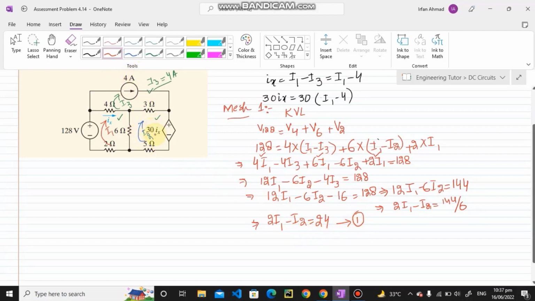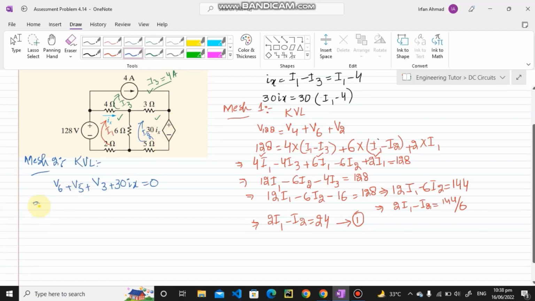Similarly, in order to consider mesh number 2, let me write all the equations of mesh 2 here. Again applying KVL in mesh number 2, I will get V6 plus V5 plus V3, and this is again the voltage drop, plus 30 Ix is equal to 0. V6 is this one, V5 is this one, and V3 is this one, and this one is the 30 Ix, the current controlled dependent voltage source.